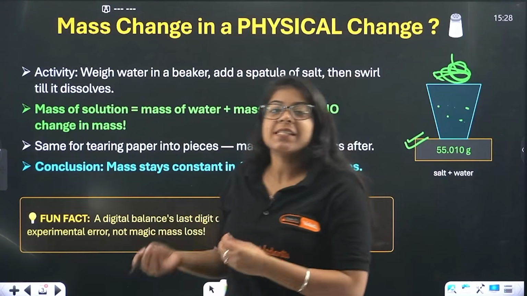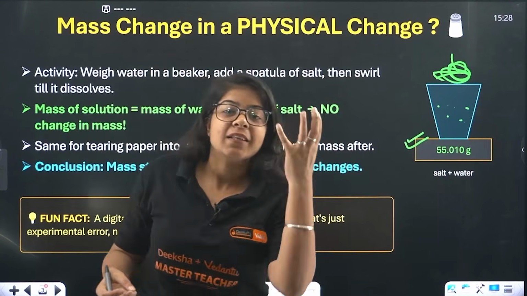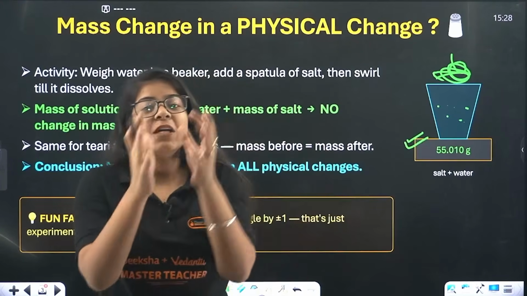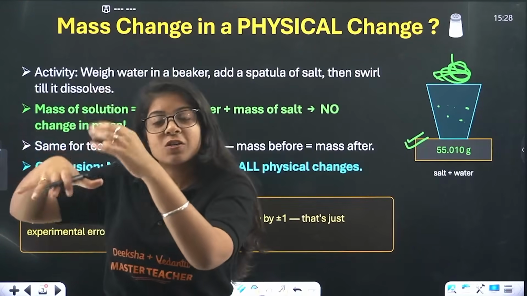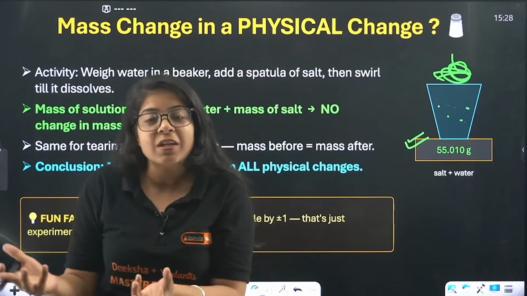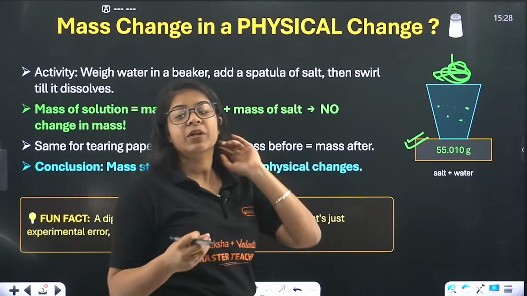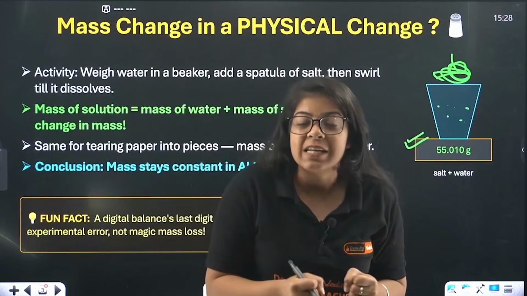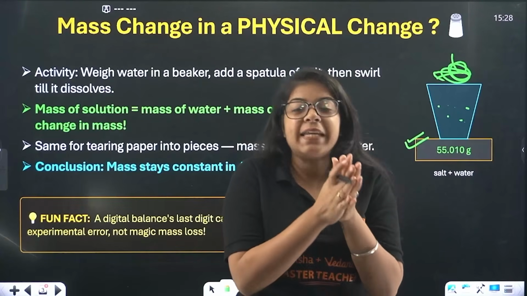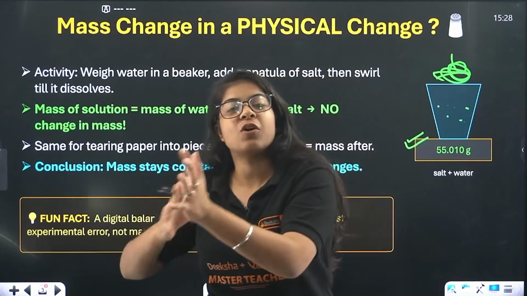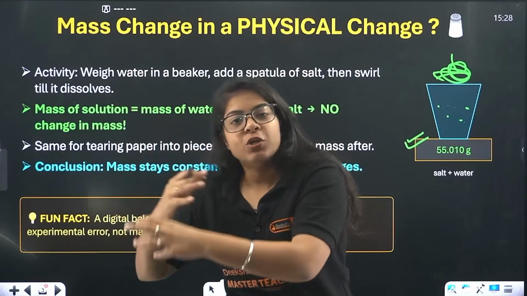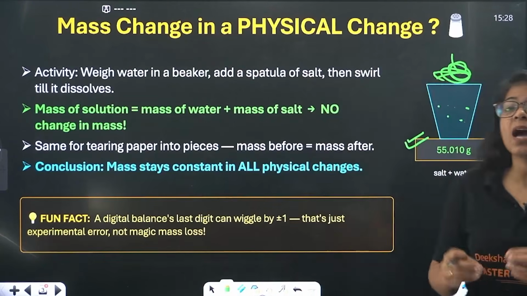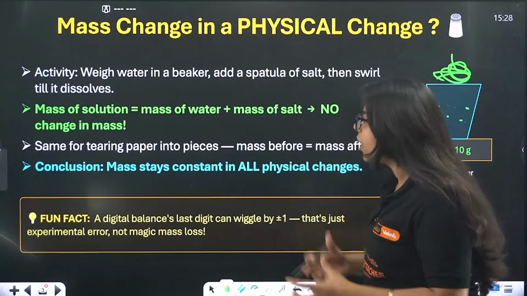What does that tell us? It tells us that the mass of water plus the mass of salt equals the mass of their solution. Salt plus water, salt solution, right? So that's the beauty about chemistry, that when two things are added physically, their combined mass is equal to the mass of the product or the solution that is formed. Correct? Done.